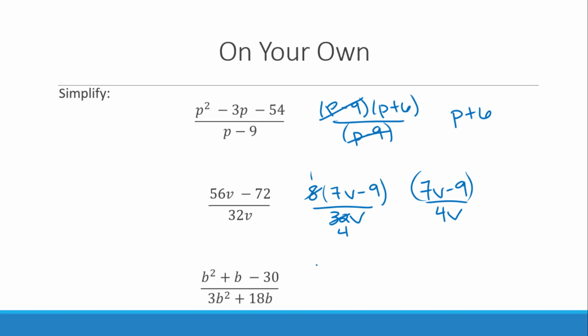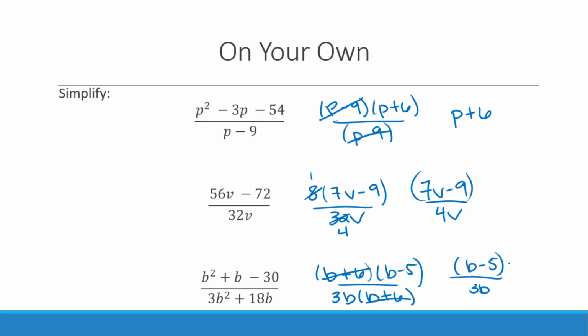And then this guy down here, I can factor this into b plus 6 and then b minus 5, all over... I can take out a GCF down here, which is going to be 3b, which is going to leave me with b plus 6. So the only thing I can do is cancel out the b plus 6's, which is going to leave me b minus 5 all over 3b.